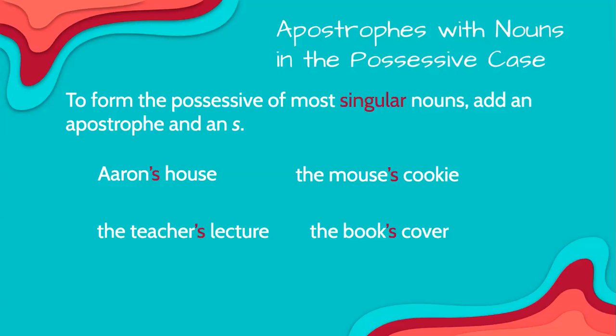The importance of the apostrophe is to help us differentiate between possessives and plurals. So while in the first two examples, Aaron's and mouse's, we know without the apostrophe that it's not plural, with teacher's and book's, we don't. So the apostrophe helps us communicate that meaning very clearly to our readers.